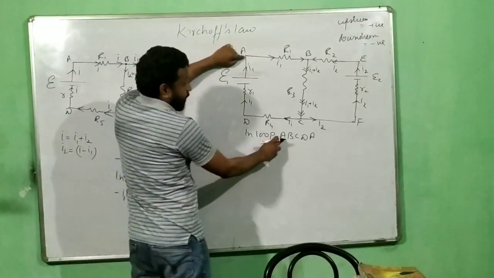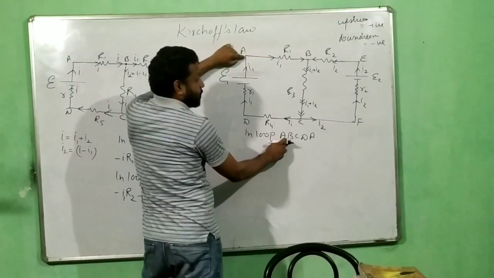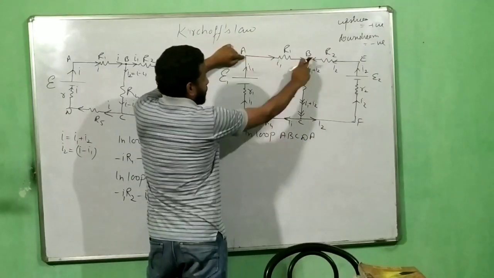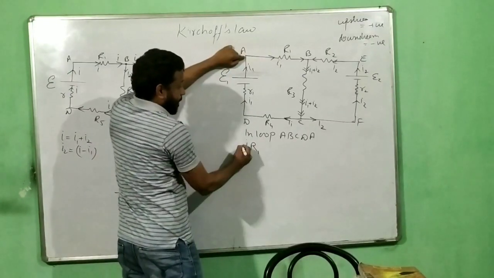Start from A. Now what are you saying to the examiner? You are saying that I am going from A to B, then from B to C, then from C to D, then from D to A. So I am going from A to B. A to B means I1 times R1, with a minus sign.